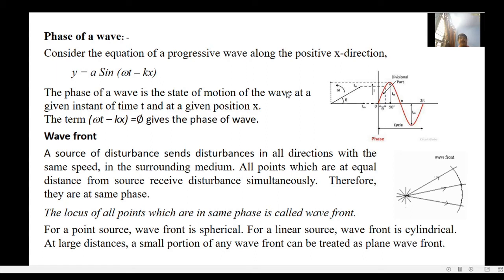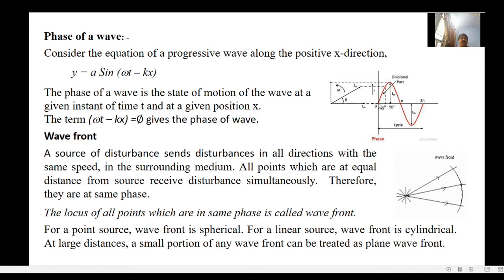So here in this diagram, we can see that when the particle is at this position, the particle makes an angle theta with respect to the mean position. So the phase of that particle is taken as theta. When that particle moves to this position, the phase of that particle is taken as 90 degrees. That is why the phase is defined as the fraction of time elapsed from the mean position.